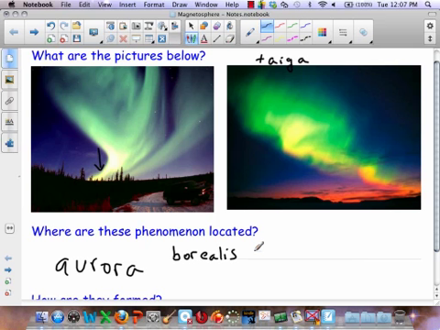Now, the one that we see in the southern hemisphere is also called an aurora, but there's one or two continents that are in the southern hemisphere. Antarctica is one. What's the other? Australia. So you have the aurora borealis, which is in the north, and then you have the aurora australis, which is the south.